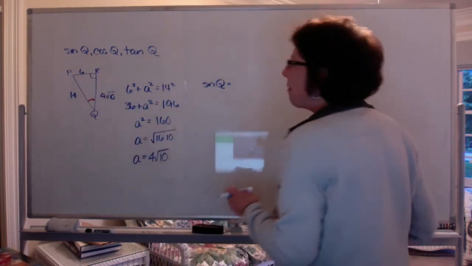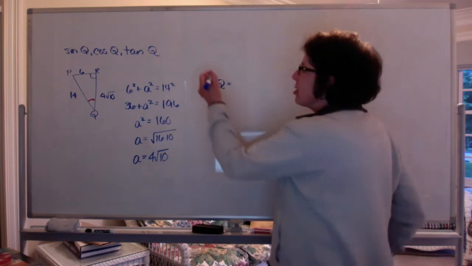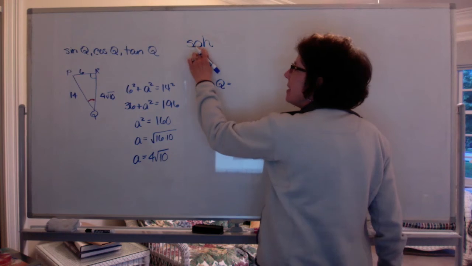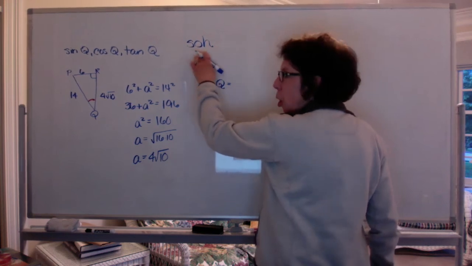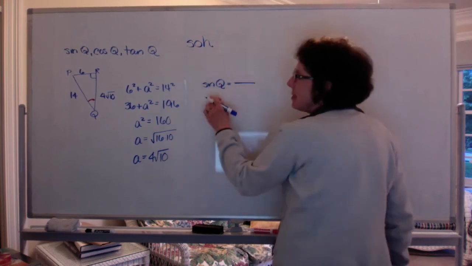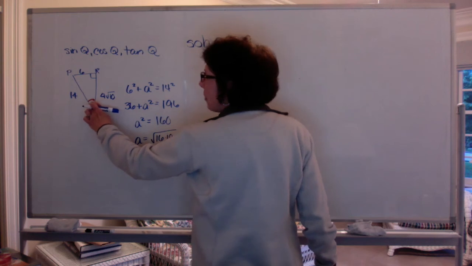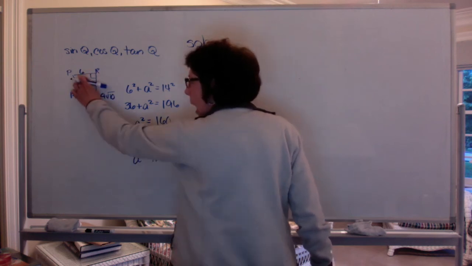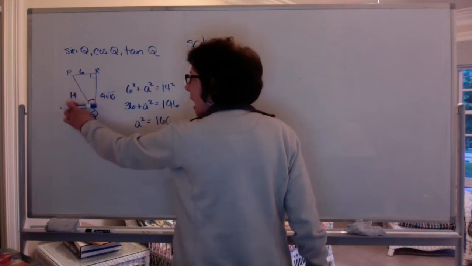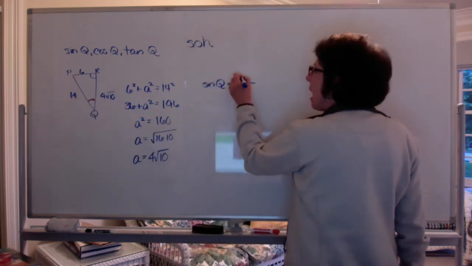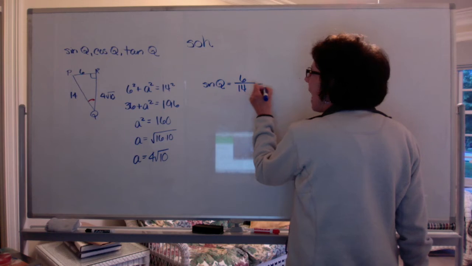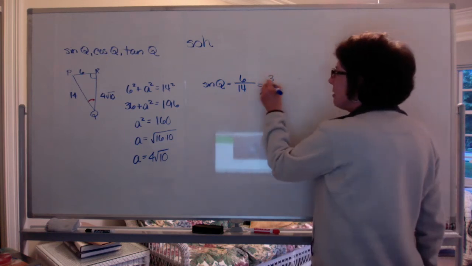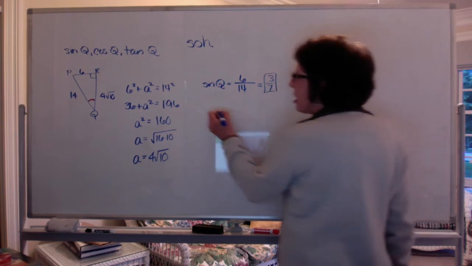Now, let's start by finding the sine of Q. Let's remember our little SOHCAHTOA. Sine is opposite over hypotenuse. So what is my opposite leg to Q? Is it 4 root 10 or is it 6? Of course, it's 6, and the hypotenuse is 14. So I've got 6 over 14, and you should always reduce these. This reduces to 3/7. Everyone okay with that?